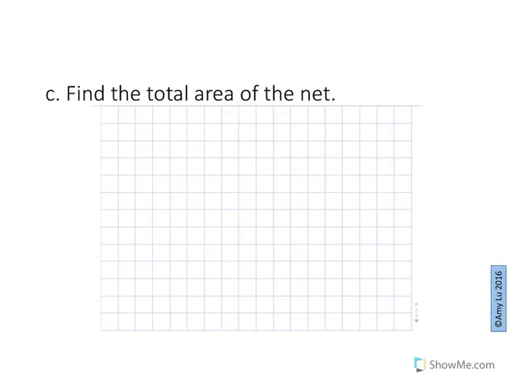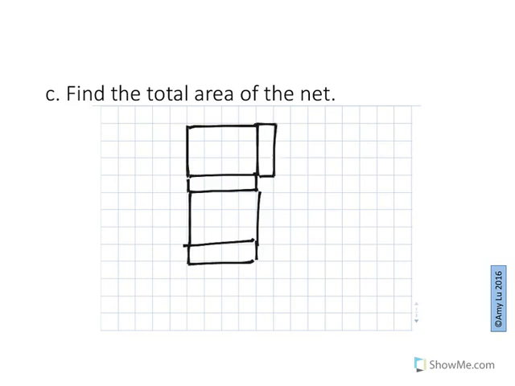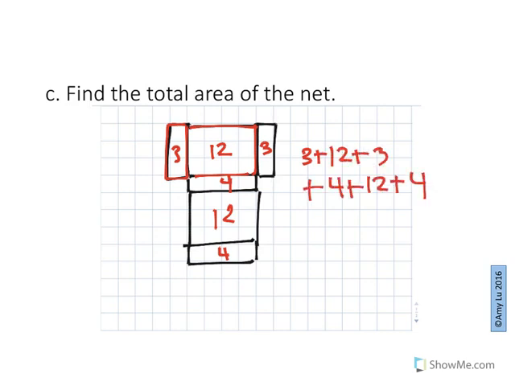Finally, to find the total area of the net, if you have that net, so here's a quick sketch, all you have to do is figure out the area of each space. So this rectangle right here has an area of 3 centimeters squared. This area is 12, 3, 4, 12, and 4. So if you add that all up together, 3 plus 12 plus 3 plus 4 plus 12 plus 4, this should add up to 38 centimeters squared.